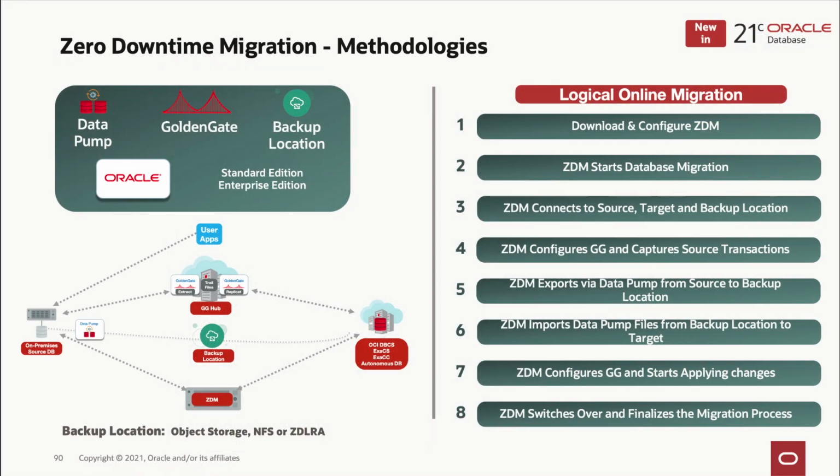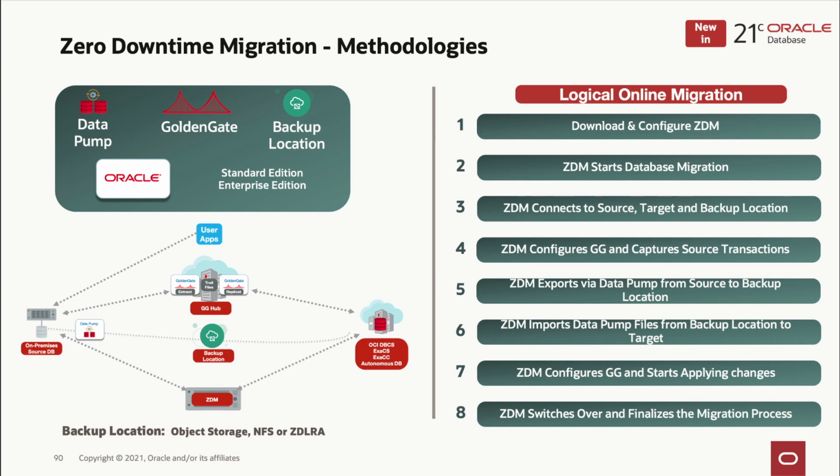So here are the basic steps for ZDM logical online migration, which we did today, right? First, we download and configure ZDM. Of course, we went through the source database prerequisites, the target database prerequisites, all the different connectivity configuration, then authentication, then the backup location for the object store, then the Golden Gate Hub configuration. But once all of that is in place and you have downloaded and configured ZDM, you issue the migration command, as you saw with the specific response file parameters, and ZDM will start the database migration.